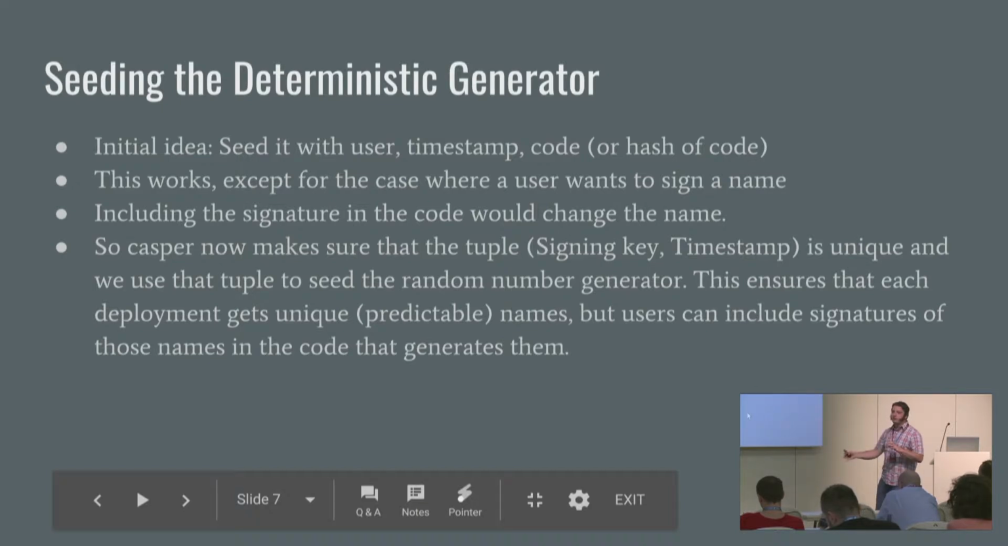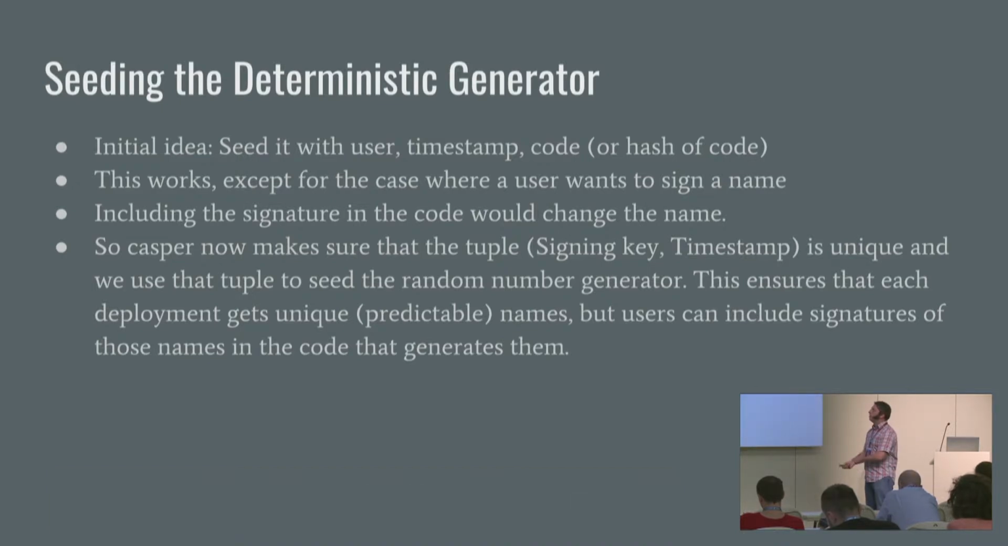So how do we seed this pseudorandom number generator that we can split and merge? My initial idea was to seed it with the user, timestamp, and code, or the hash of the code. So in general, this works. There's nothing inherently wrong with this. It's perfectly secure.